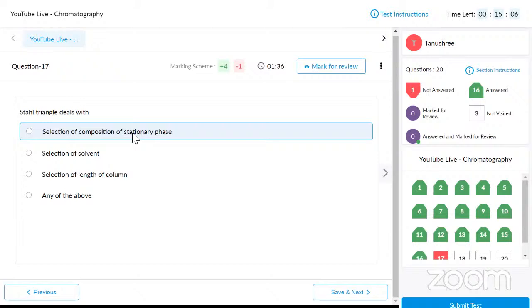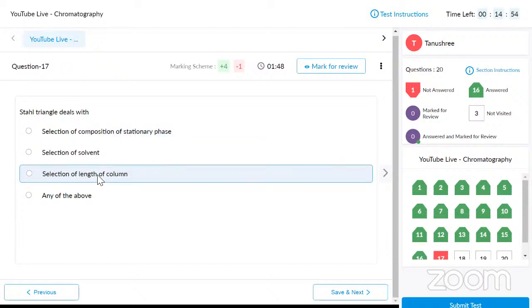theorem exclusively for your selection of solvent. So which solvent to take, in which mixture, in which ratio, that you find out from Stahl's triangle. So option A is not our answer. Option C is not our answer. Why? Because Stahl's triangle will never help you find out the length of the column.